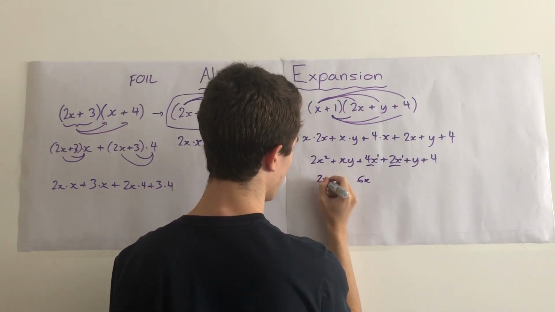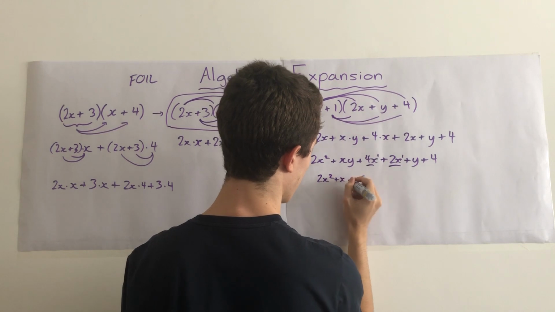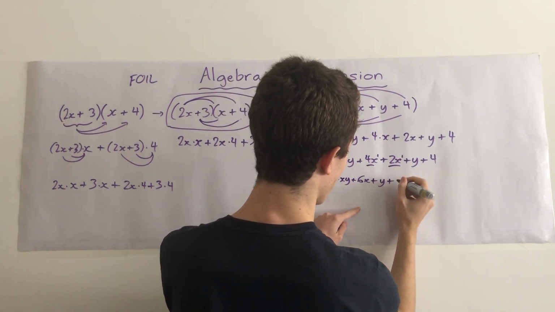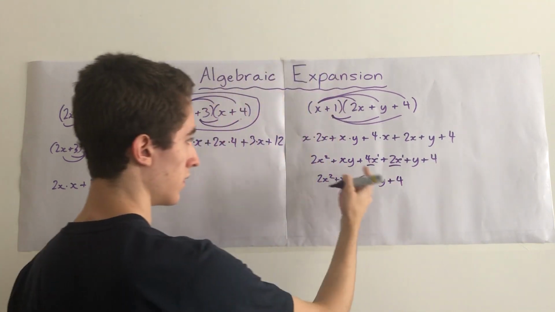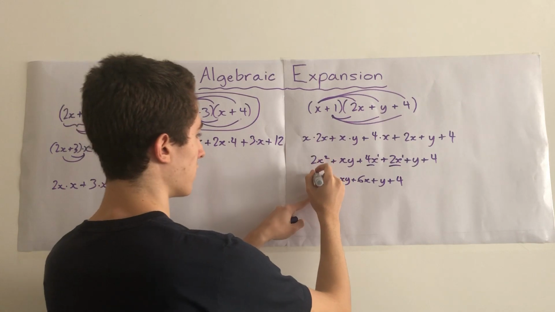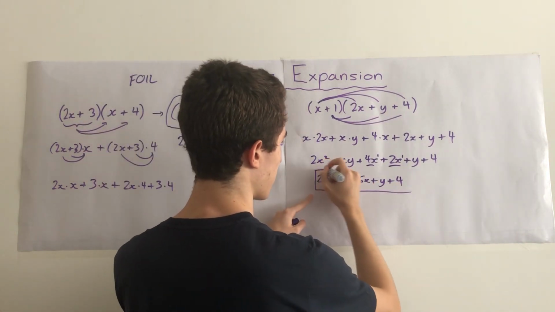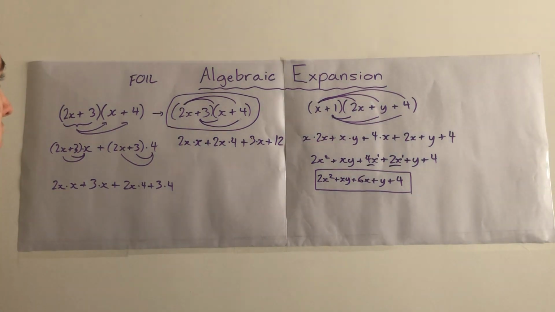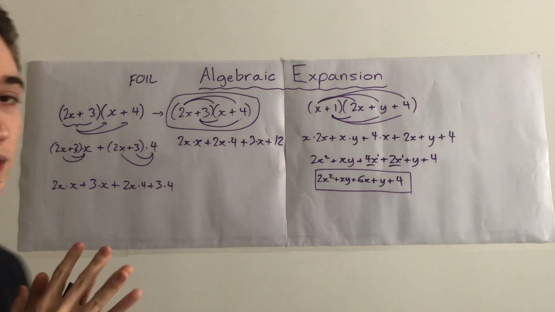Yeah, no. 2x squared plus xy plus y plus 4. Again, you can combine them. We have a video on that if you want to check that. So this would be your final expanded expression. Okay? And so this is how algebraic expansion works.